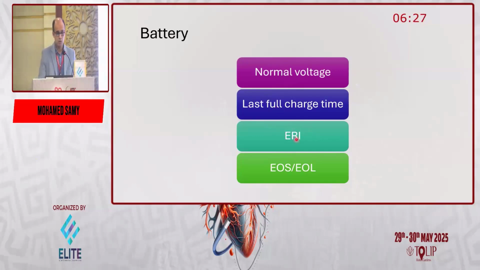As long as I am in the elective replacement interval, I still have about 3 to 6 months to change the battery. Once I enter into end of life, I only have weeks to 1 month. And during this time, the shock therapy will be withheld.